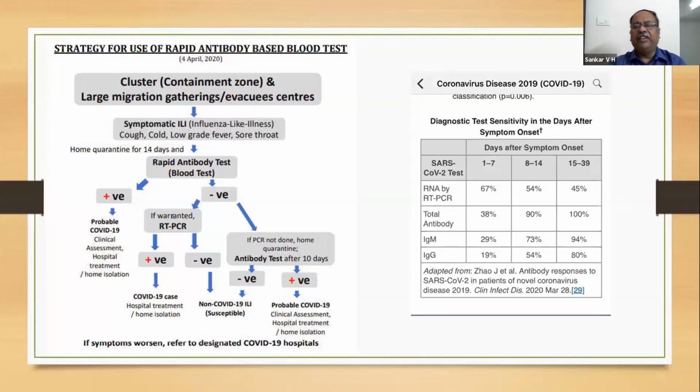This is the same slide where I told you that total antibody will be 100% by around 15 days. But if you do it early, in 1 to 7 days, it's only 38%. So in the early stage of the illness, antibody is definitely not a good test. In the later stage, it is a good test to diagnose.